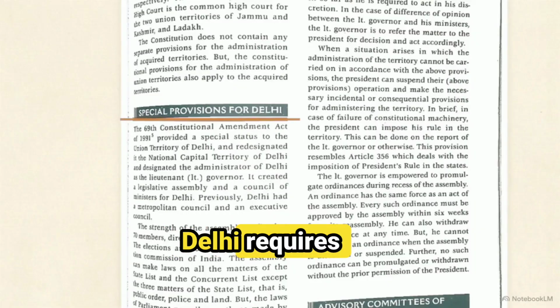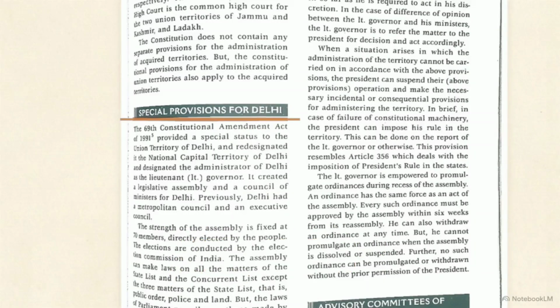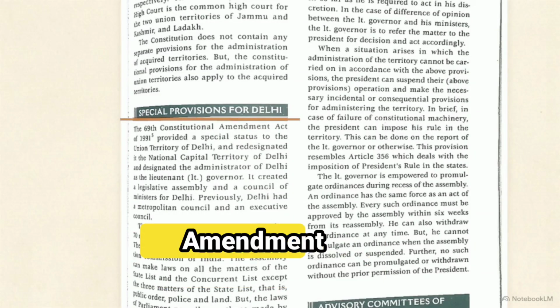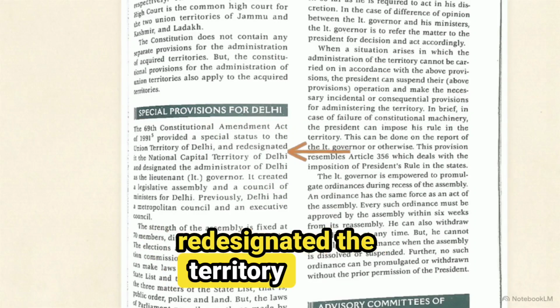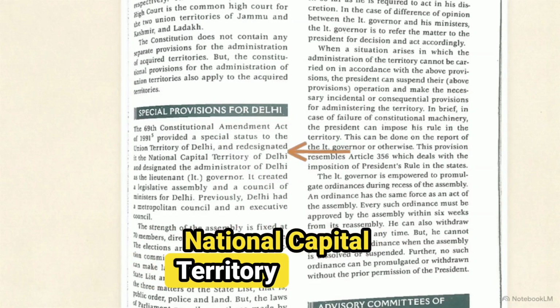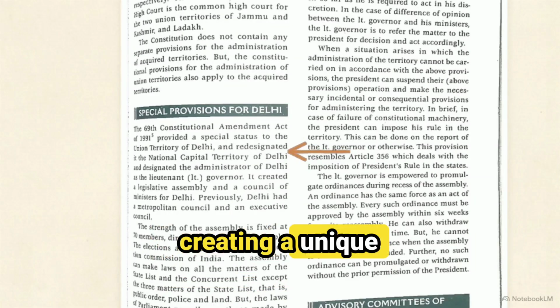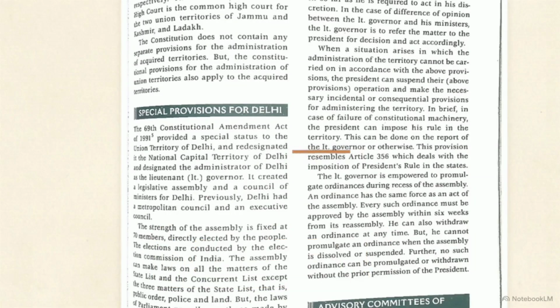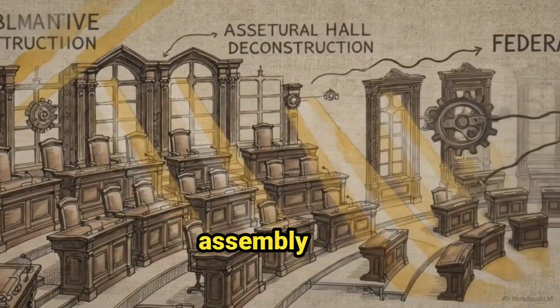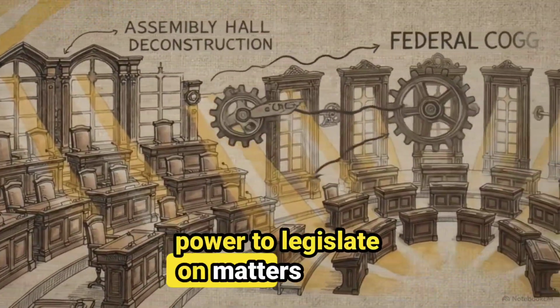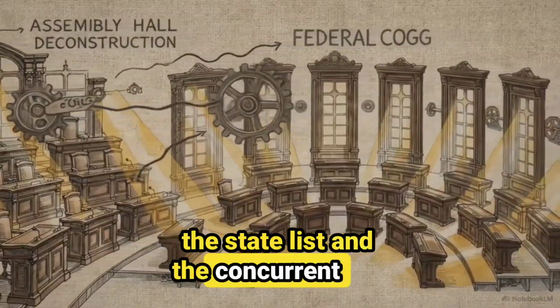Delhi requires an entirely separate framework. The 69th Constitutional Amendment Act of 1991 officially redesignated the territory as the National Capital Territory of Delhi, creating a unique constitutional subcategory. The amendment established a 70-member legislative assembly and granted it the power to legislate on matters within the state list and the concurrent list.